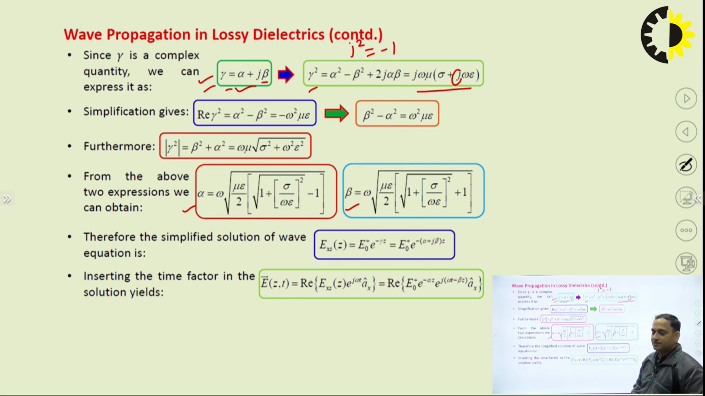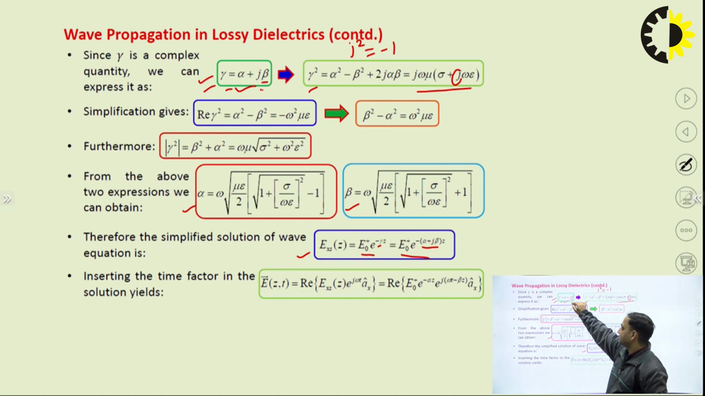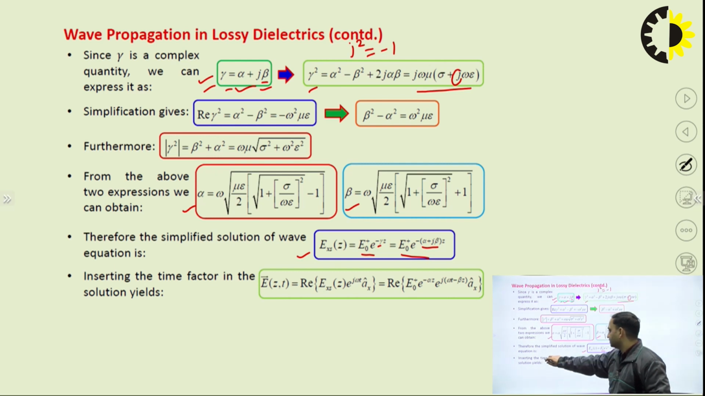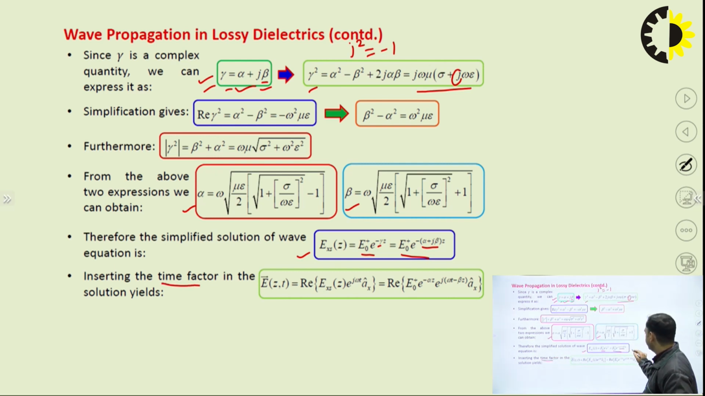Now the simplified solution of the equation of the electric field is given as E naught plus e to the minus gamma z, and in place of gamma we put alpha plus j beta. This is very simple to understand, as gamma is equal to alpha plus j beta. Then, to find the solution using the time factor, we simply multiply with e to the power plus j omega t.